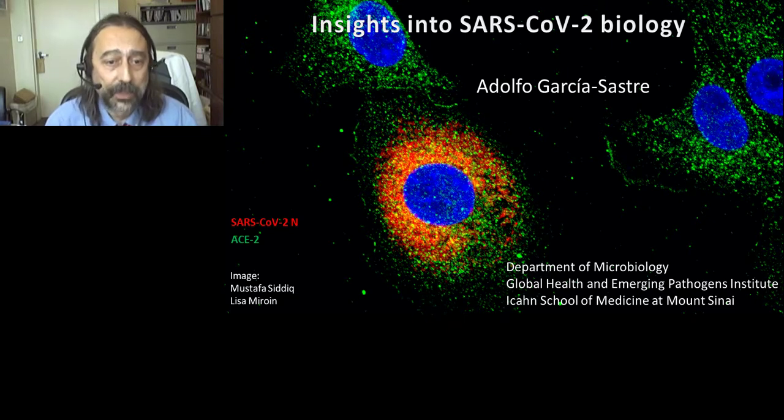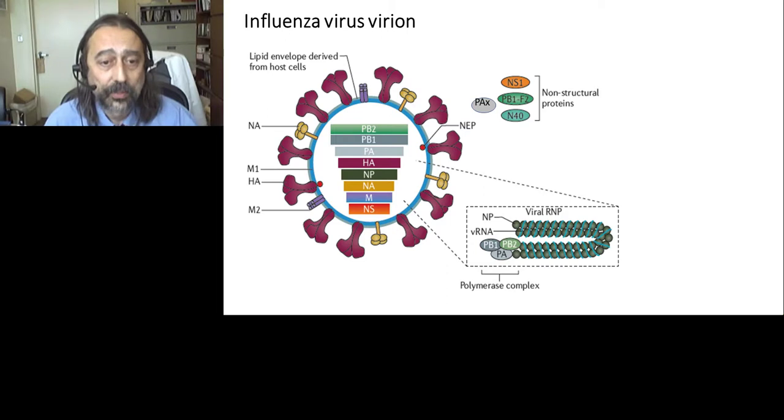Now, I start my presentation with an influenza slide, and the reason is because most of my work has been centered on influenza, but also what my lab is doing right now in terms of SARS-CoV-2 has to do in part with what we learned from working with influenza. So influenza is also a respiratory virus like SARS-CoV-2. It also has an envelope and a receptor binding protein, which in this case is the hemagglutinin.